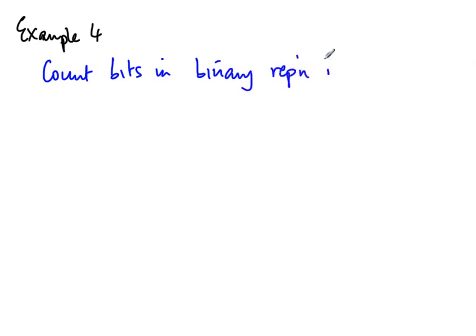So for our final example, we will look at something where there is a loop, but the loop doesn't directly run n times. The example here is to count the bits in the binary representation of a decimal number. For instance, if the input is 10, then the binary representation of 10 is 1, 0, 1, 0, and so the answer is going to be 4.